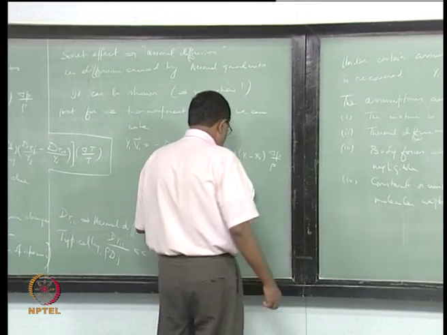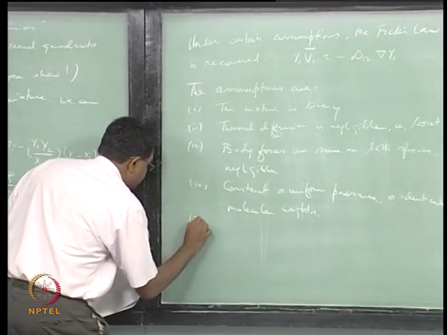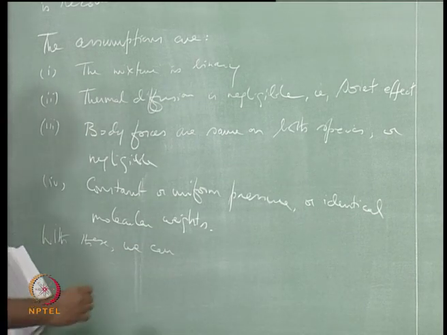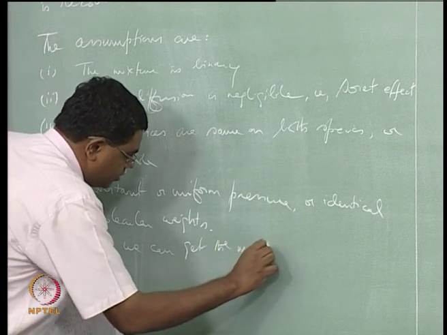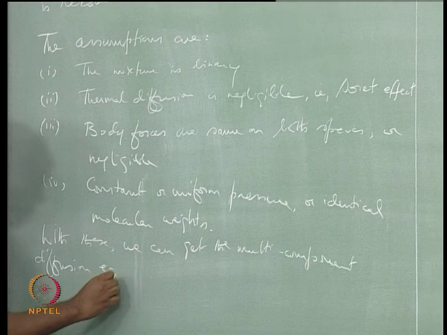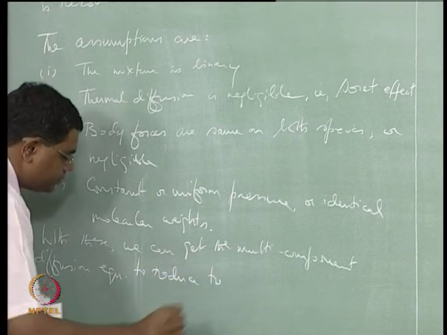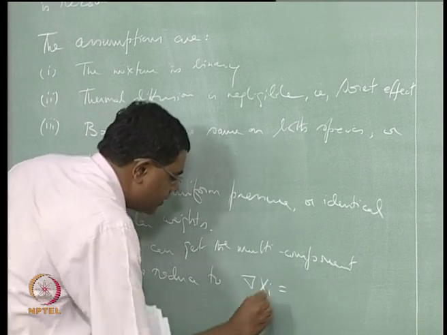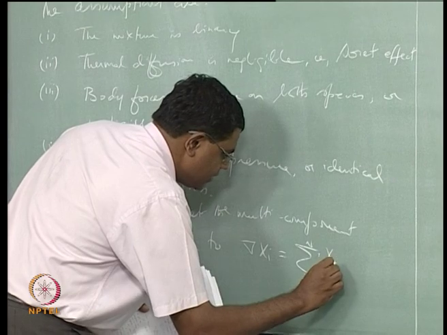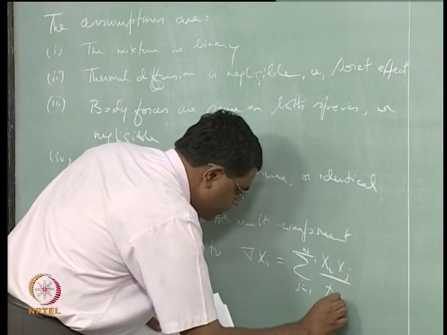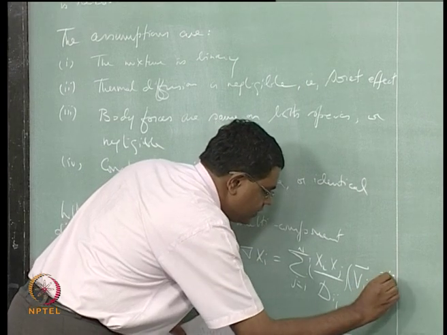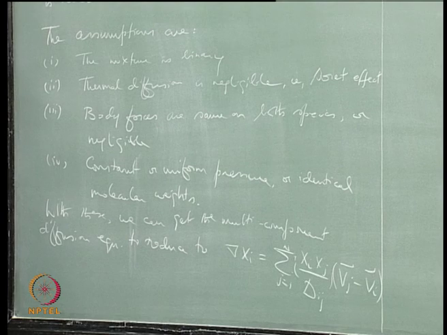So then with these we can get the multi-component diffusion equation to reduce to gradient of xi equals the sum over j equals 1 to n of xi xj divided by Dij times (vj vector minus vi vector). That's what we can get it to.